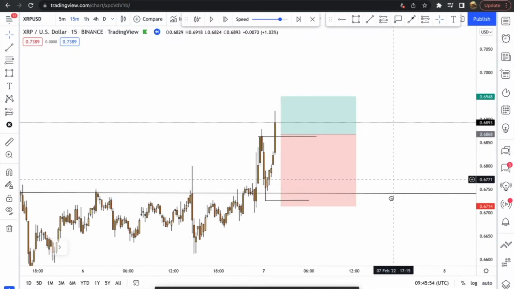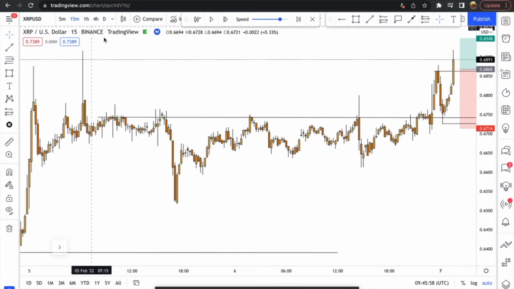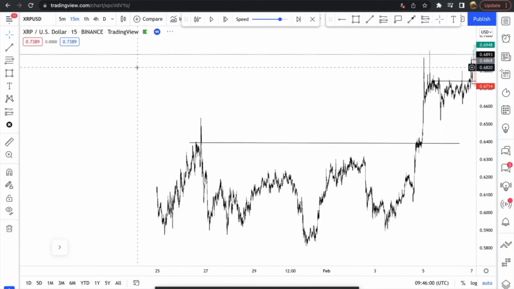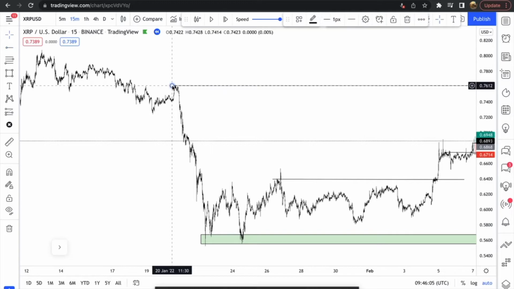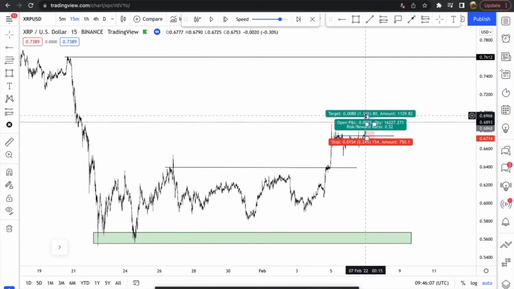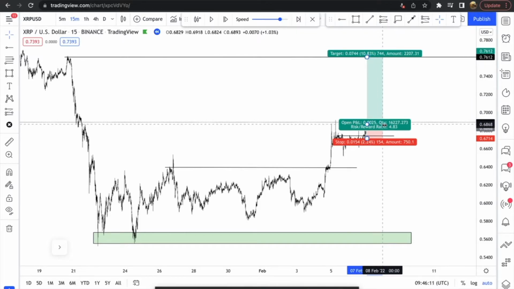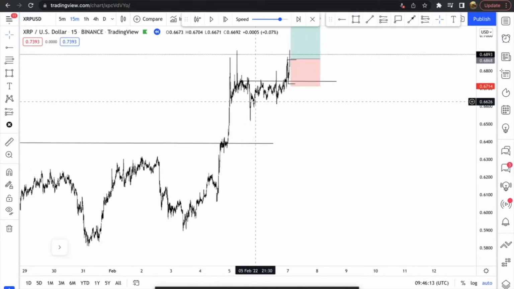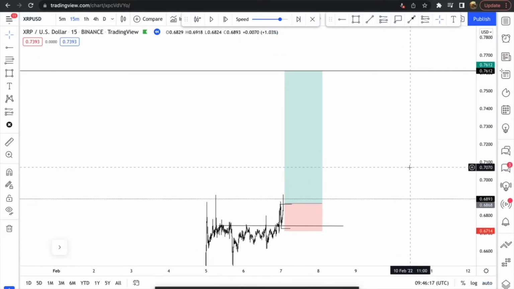So what I'm going to do is aim for our high here. I'll just mark this with my horizontal. So this is your target. If you want, you can ride this all the way up to the top and see if we can get a continuation back up to these levels. So I'll zoom back in onto that. Just pull this down here so then we can see this trade play out.